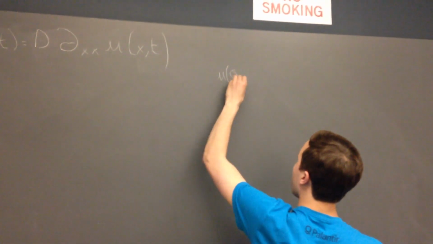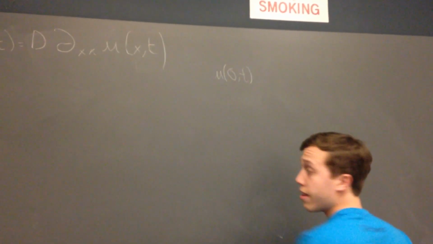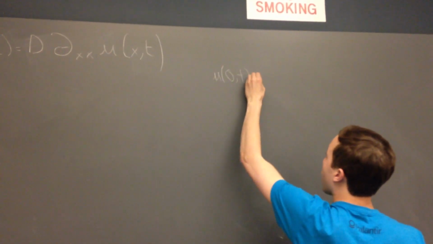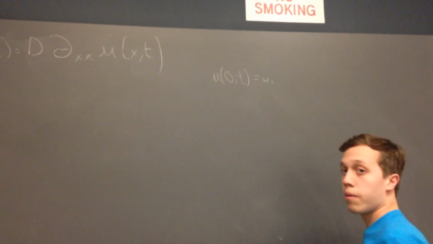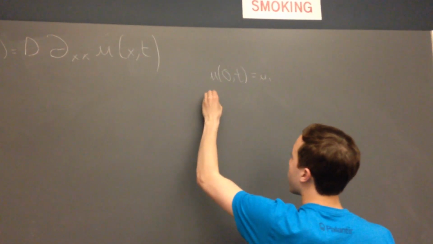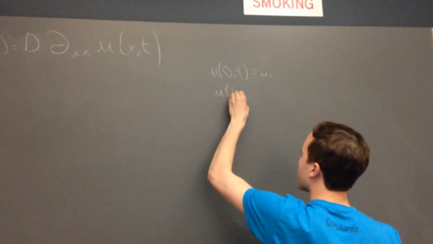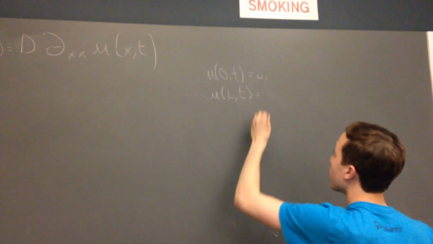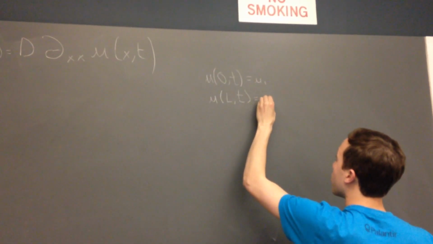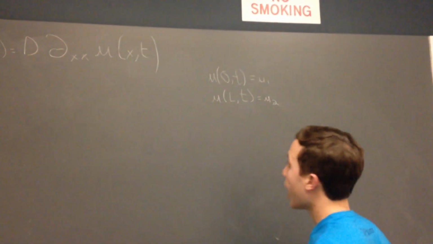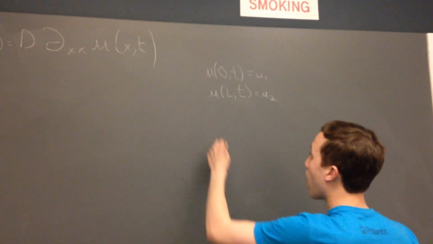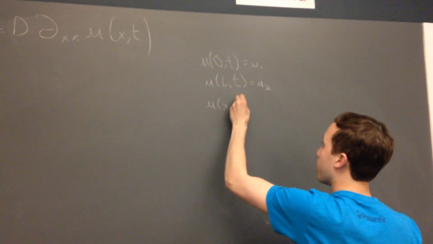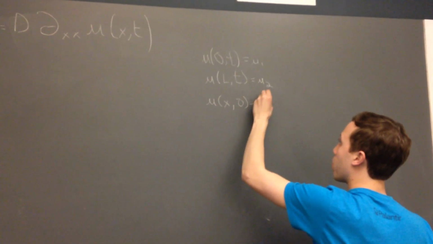U of 0, comma t is typically equal to 0 in the cases we've seen before. But let's say it's equal to some constant. Call it U1. And let's say U of L comma t is equal to a different constant. It's called U2. And we'll also need some initial conditions for this problem. So let's say U of x comma 0 is equal to some function f of x.